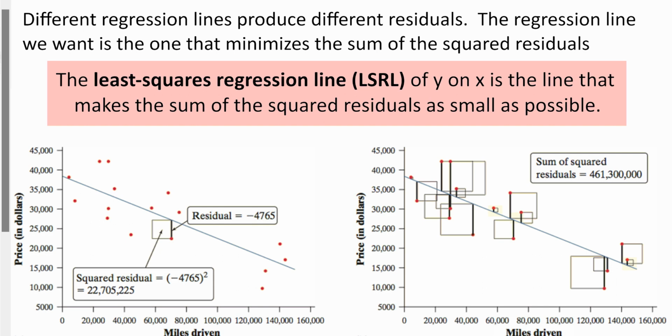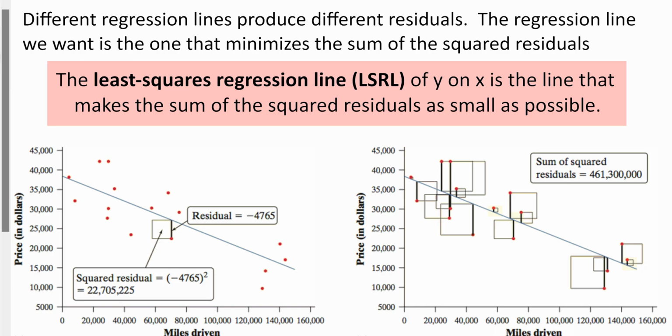Different regression lines do produce different residuals, but the regression line we want is the one that minimizes the sum of their squared residuals. So you're taking those, squaring them, because some will be negative, some will be positive, and that'll make them all positive. Add them all up, you want the smallest sum of those. That is called the least squares regression line.